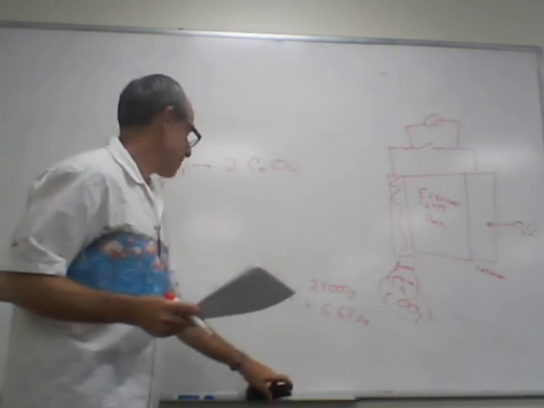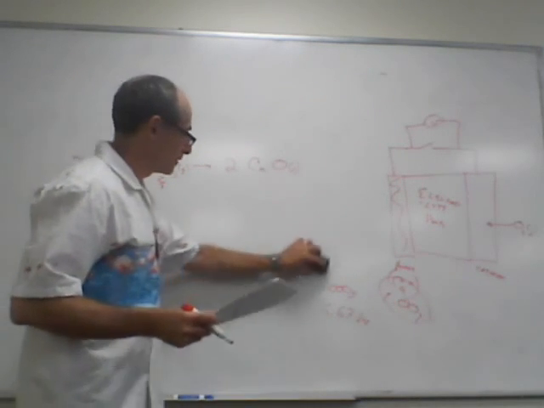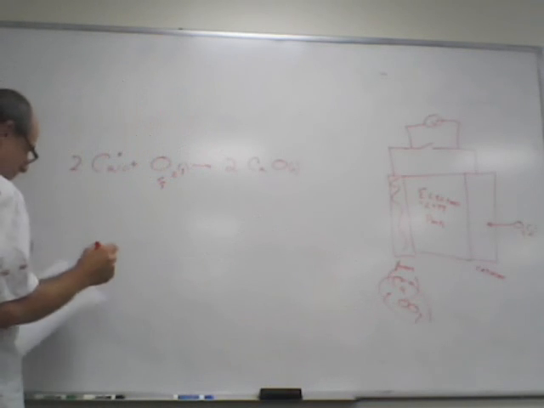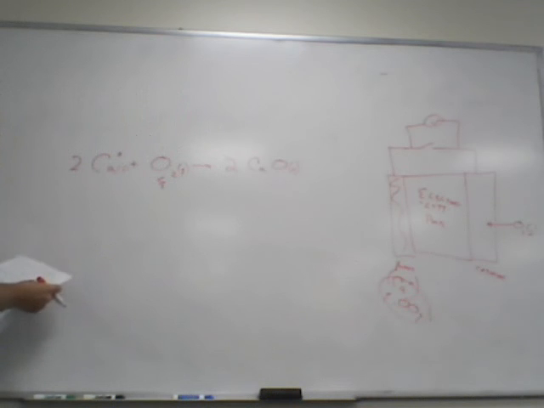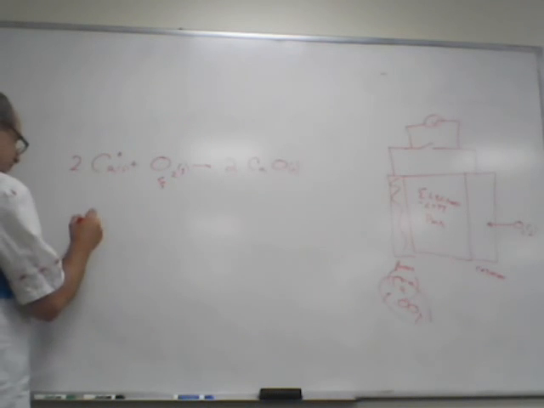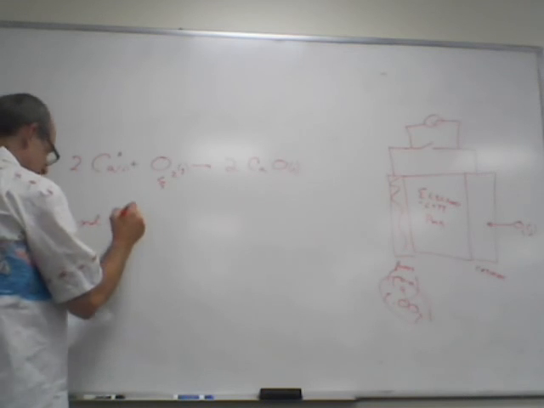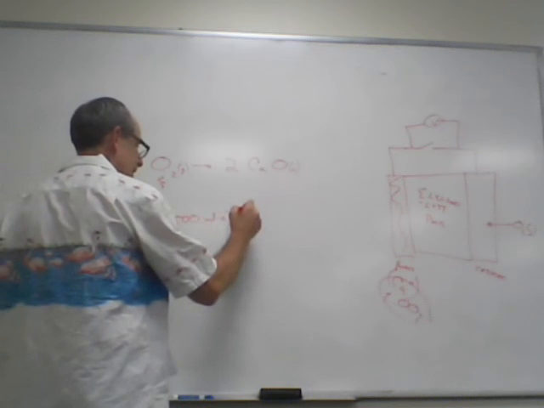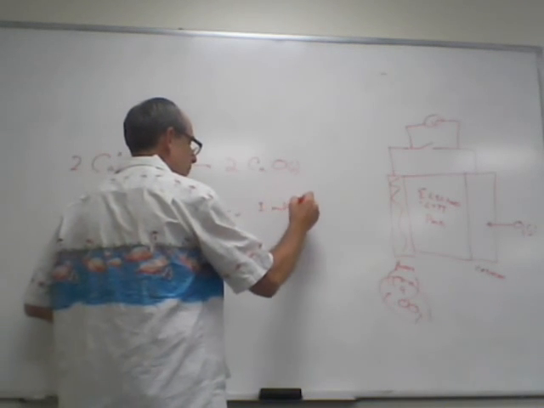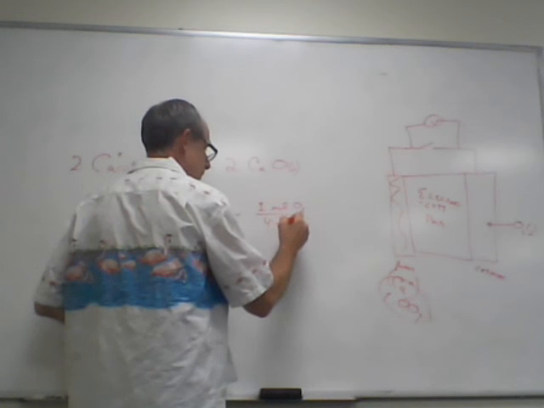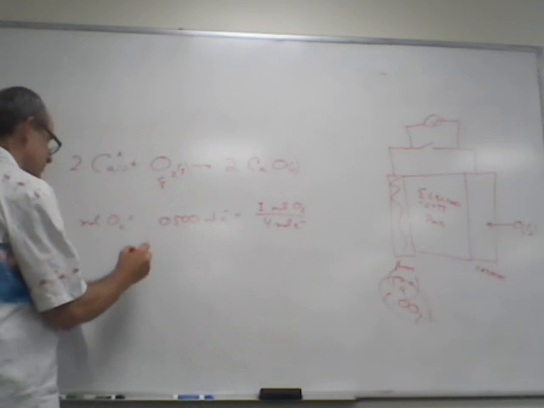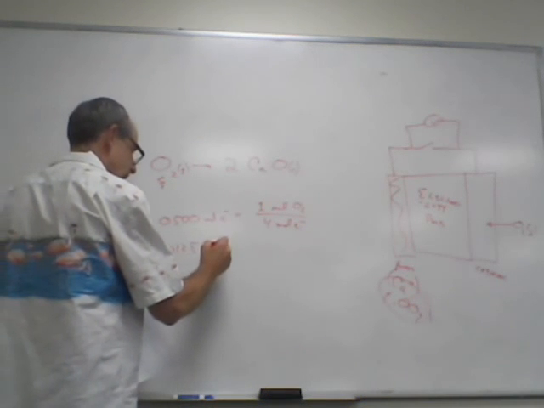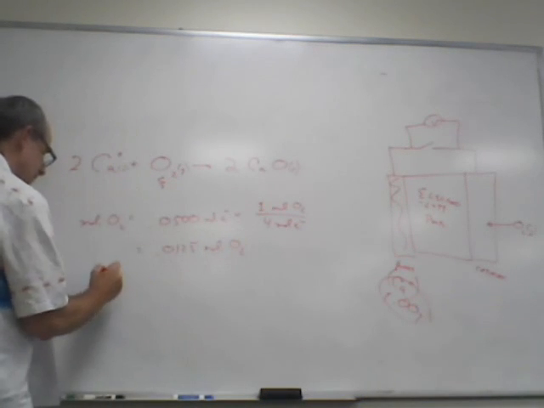What would the increase in mass be? And I think you all know how to do this now. We already have the moles of electrons. Since the half reaction involving oxygen was a 4-electron transfer, the moles of oxygen will be our 0.050 moles of electrons times 1 mole of oxygen for every 4 moles of electrons, and that works out to be 0.0125 moles of oxygen gas is added.